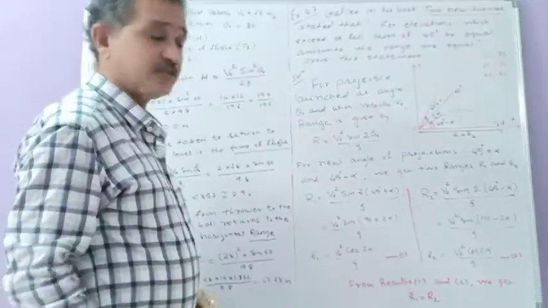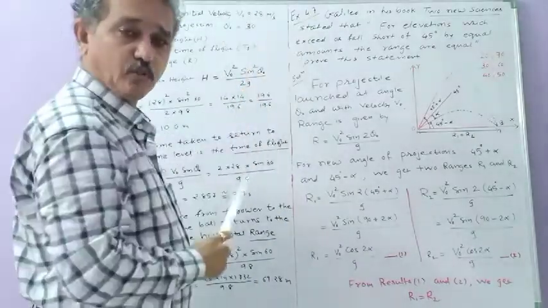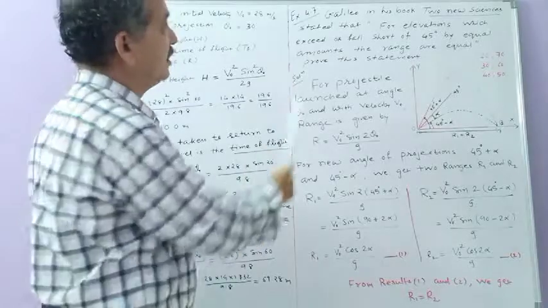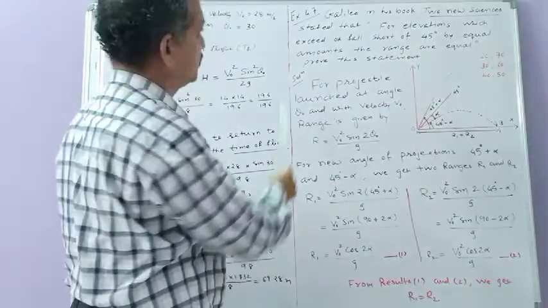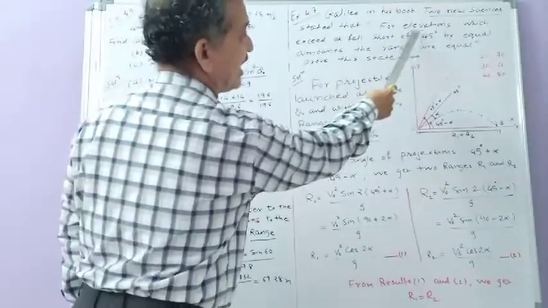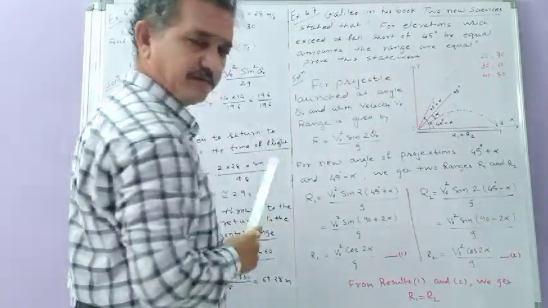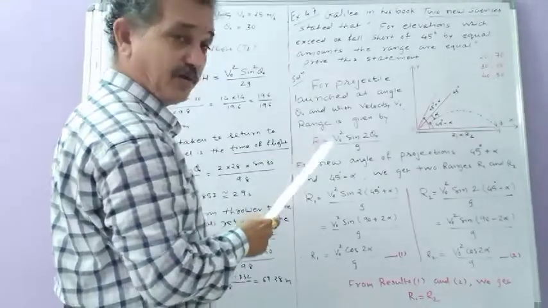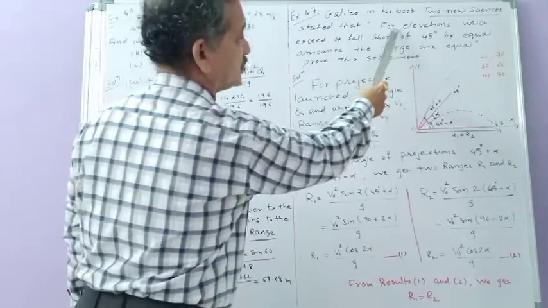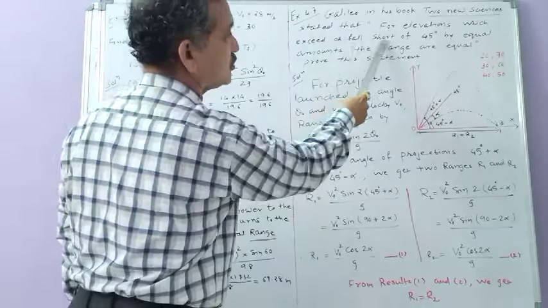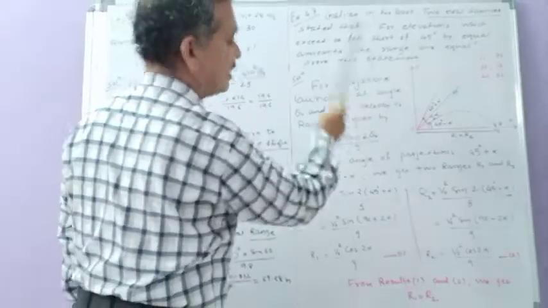Now let us see two examples related to this topic of projectile motion. Example number 4.7. As I have written, Galileo in his book, which book? Galileo's book Two New Sciences, stated that, what has he said? For elevations which exceed or fall short of 45 degree by equal amount, the ranges are equal.